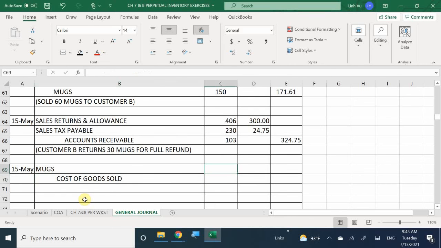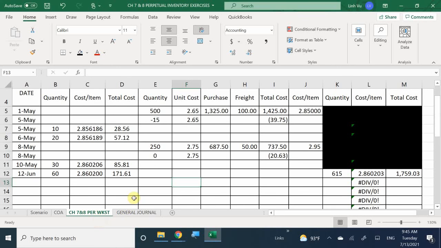Okay? So 150 and 501. Okay? Now in this case, right? How do we solve for this? We got to go back to our inventory worksheet. In this case, we don't care what we originally sold it for. We care about what it's going to cost me now if I put it back into my inventory. So I have to undo, or I got to put back into inventory, right? This is May 15th. So in this case, I am putting back 30 mugs.